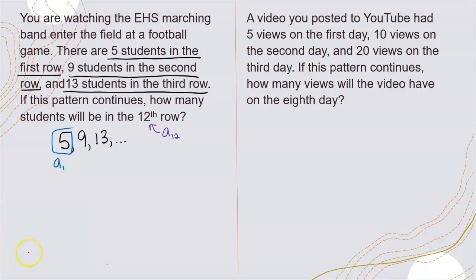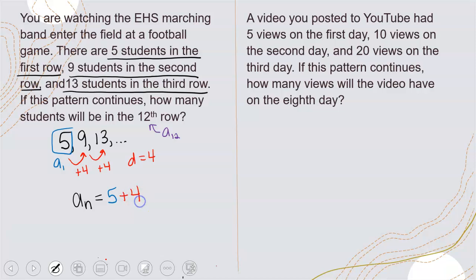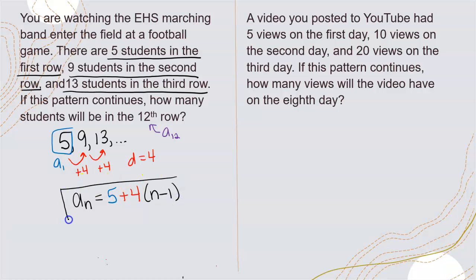And now if I look at my sequence, this is going to be arithmetic because I am adding 4 in each row. So my common difference is 4. So my explicit formula is a sub n equals a1, which is 5, and then plus my common difference, plus 4, times n minus 1. The nice thing about an explicit formula is now, if I want to find how many are in the 12th row, I can just plug in 12 for n. I don't have to worry about going through and plus 4, plus 4, plus 4, plus 4, 12 times.